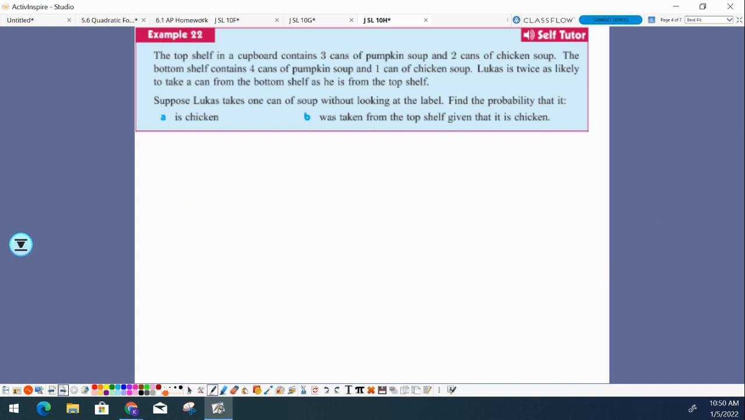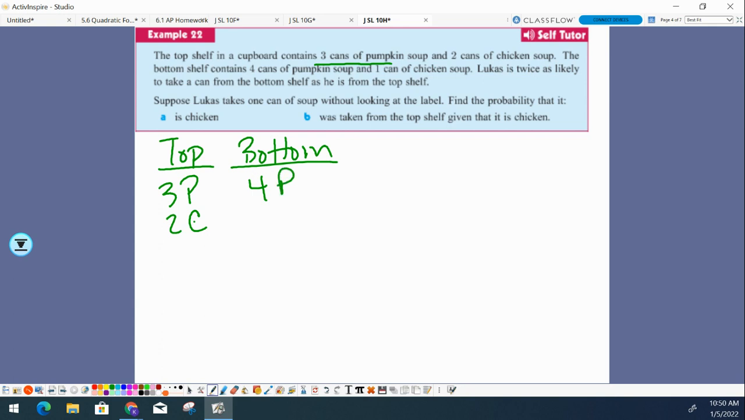All right. 22, we've got 2 situations. The top shelf in a cupboard contains 3 pumpkins. So let's label this out. The top has 3 pumpkins and 2 chicken. The bottom shelf has 4 pumpkin and 1 chicken.